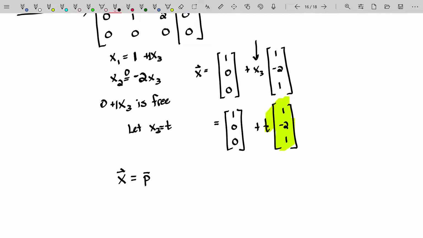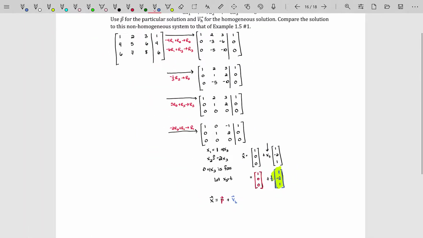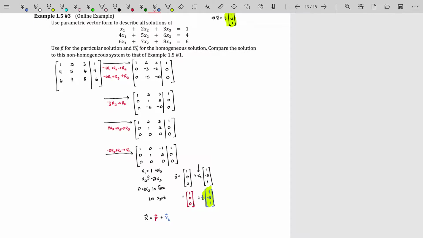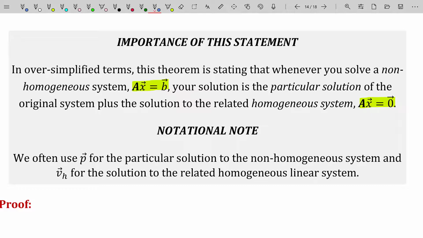X is equal to a particular solution, which I'll write this way in red. Particular solution, and that's this vector right here, plus the solution to the homogeneous system. And that's this vector and its parameter right here. That's a really good justification of that previous theorem. So again, I want to drive the point home. The note that I wrote right here is true. Whenever you're solving a non-homogeneous system Ax equals b, your solution is the particular solution of the original system plus the solution to the related homogeneous system.